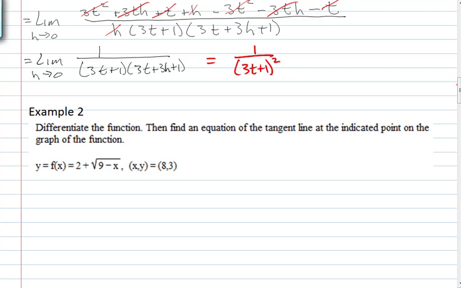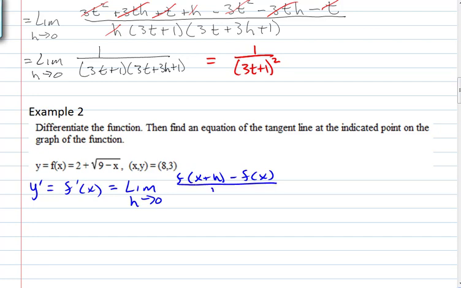Okay, example 2. Differentiate the function, then find an equation of the tangent line at the indicated point. So we're going to take the derivative of this function. y prime is equal to f prime of x, just using the notation. And that's going to be equal to the limit as h approaches 0 of f of x plus h minus f of x all over h. This, by the way, is going to give us the slope of the tangent line, which we need to write the equation of the tangent line. Here's the point, and this is going to give us the slope. All right, so moving along.